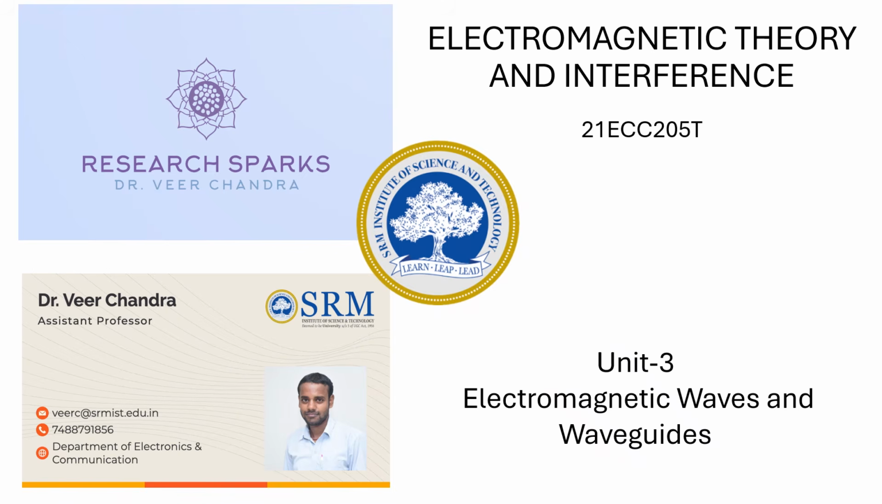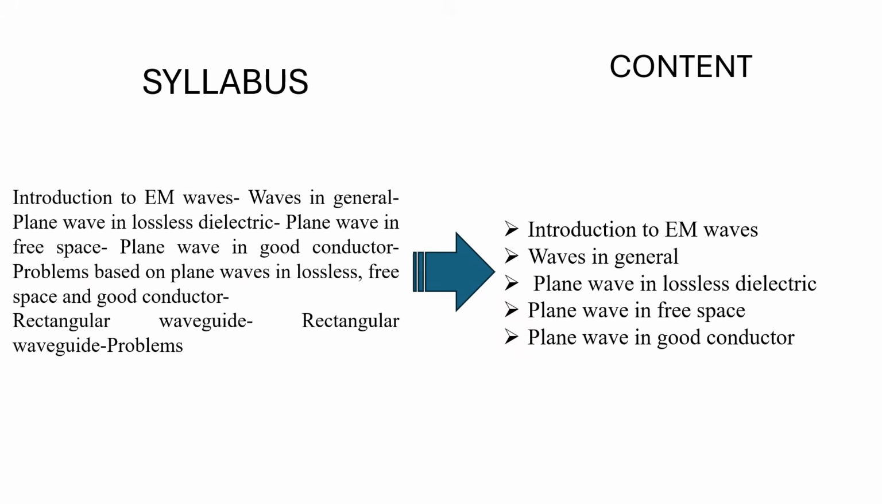We are going to start the third unit, that is electromagnetic waves and waveguides. So here is the syllabus for this third unit. Mainly there are two parts of the syllabus. First is electromagnetic waves, the introduction, and then the waves in rectangular waveguides. In this session, we are mostly going to focus on plane waves in different mediums. The mediums will be lossy, lossless, free space, and conductors. So let's start.